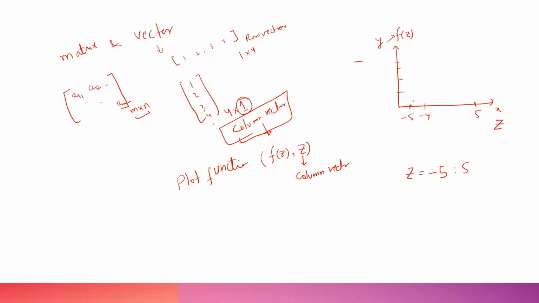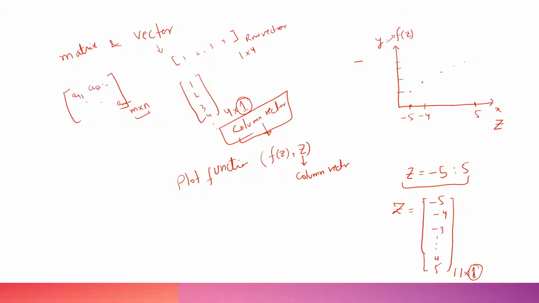For fz5 some value would be there and so on. Okay, so this z value must be arranged in a column vector. It should be arranged in this manner: minus 4, minus 5, minus 4, minus 3 and 4 plus 5. So it should be arranged in this means it would be 11 by 1, 11 rows and 1 column. Okay, so it should be arranged in this manner.